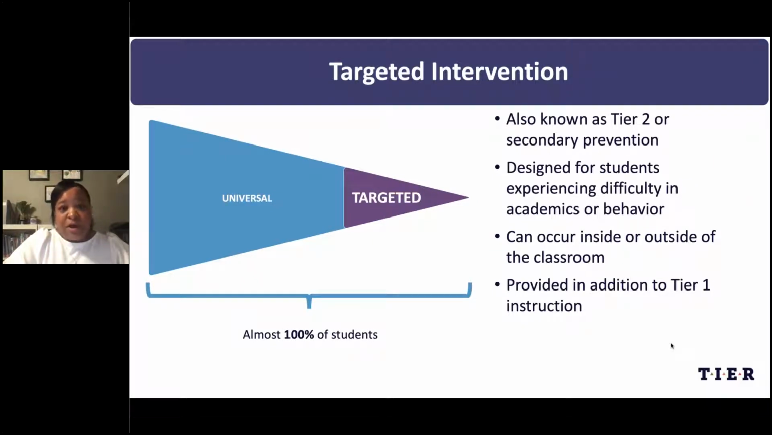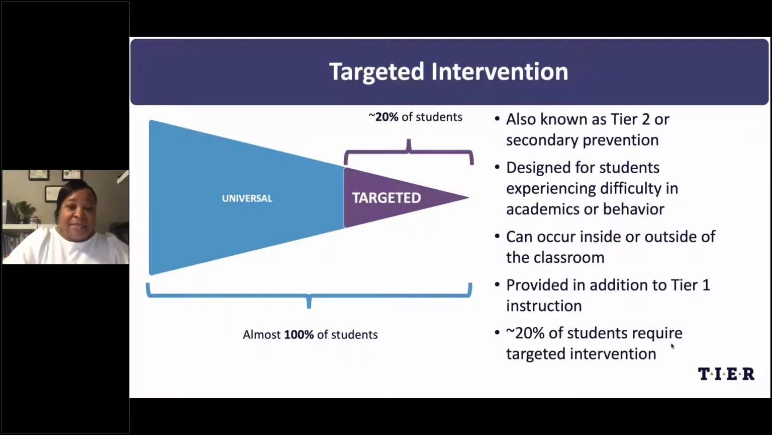Targeted intervention, often referred to as Tier 2 or secondary prevention, is designed for students who are experiencing difficulty in academics and/or behavior. Targeted intervention can occur in many settings, inside or outside of the general education classroom, and typically occurs in small groups with students who have homogeneous learning needs. Typically, about 20% of students may require targeted intervention.